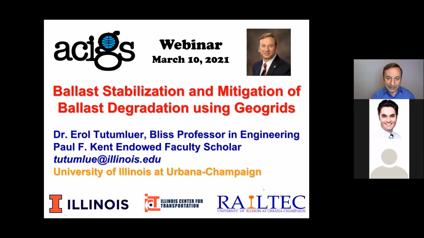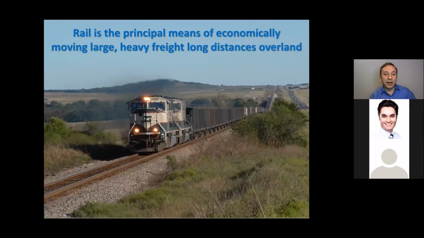So with that, let me start by quickly introducing you to the railroad area, especially from the perspective of the United States and comparisons to Australia as well. Railroad is a single entity here, the principal mode by means of economically moving large and heavy freight long distances over land.